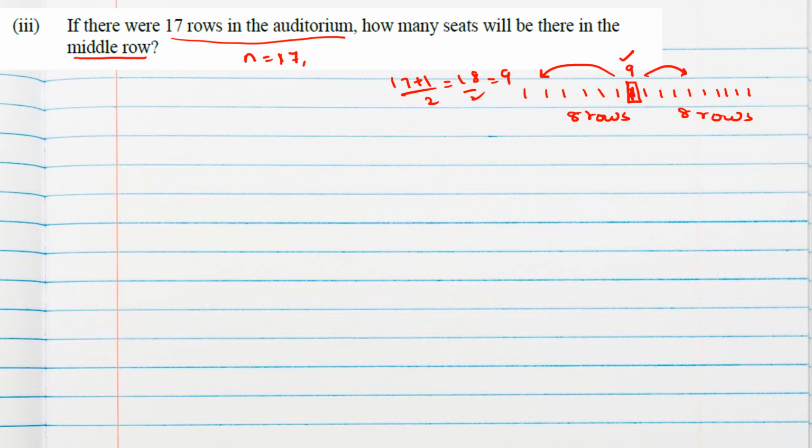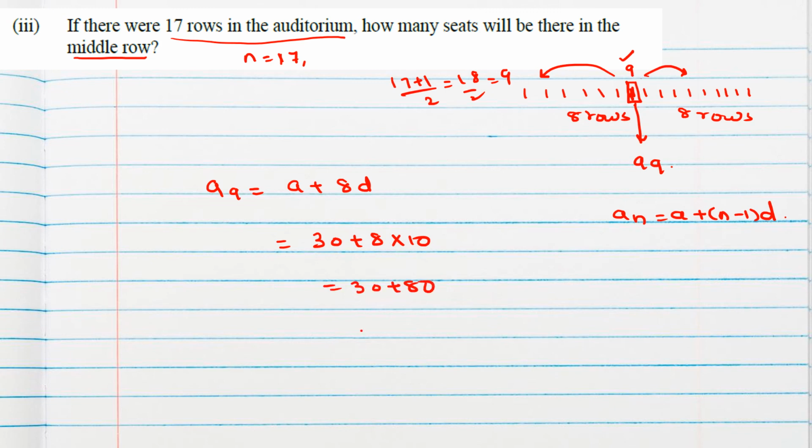How many seats will be there in the middle row means we should find A9 term. Okay, so A9 we should find, and that we will find by using this formula: a plus 8d, that is, an is equal to a plus n minus 1 d. So a is given and d is also given. So the answer is 110. So in the ninth row 110 seats are there. I hope you understood.